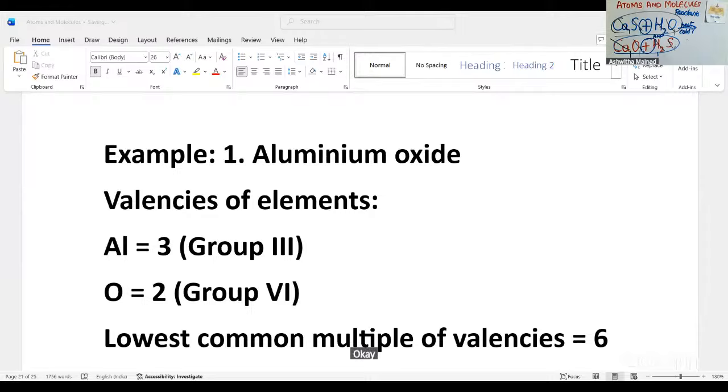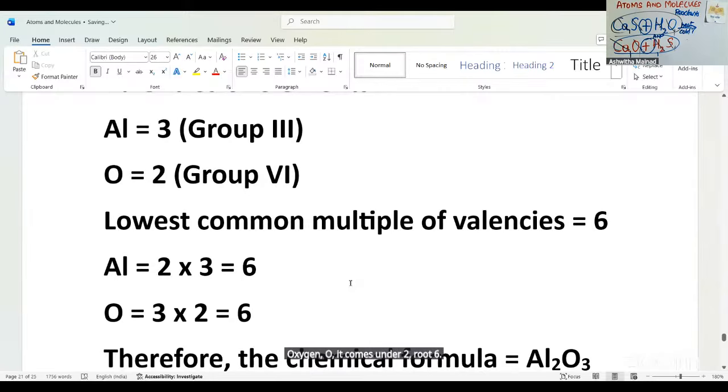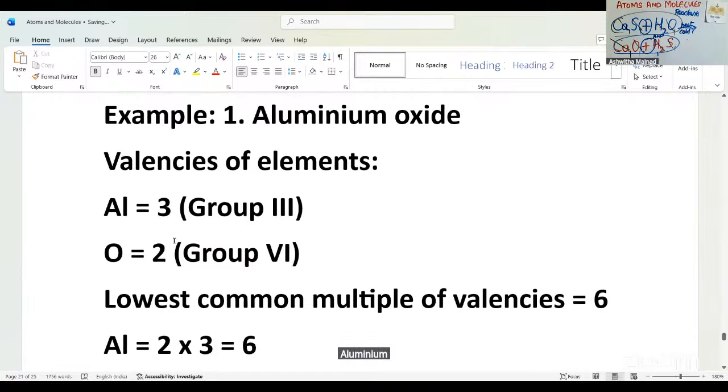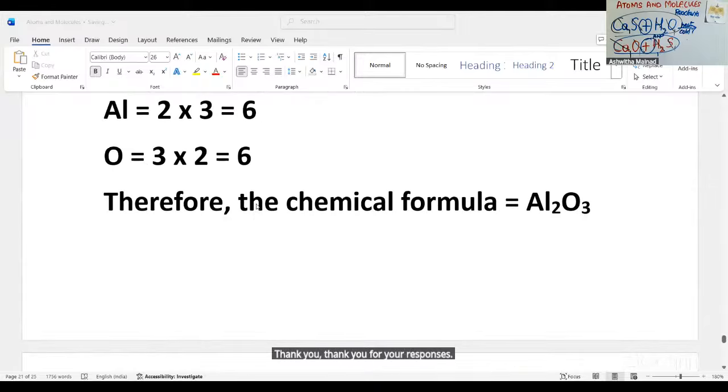Okay. So here what happens? Aluminum comes under group 3. So I have put 3. Oxygen O, it comes under group 6. Now the lowest common multiple of valency is equal to 6. How did we get 6? For aluminum we did 3 into 2 cross multiplication, so it is 6. And for oxygen it is 3 into 2, again cross multiplication, so it is 6. Therefore, the chemical formula is Al2O3.